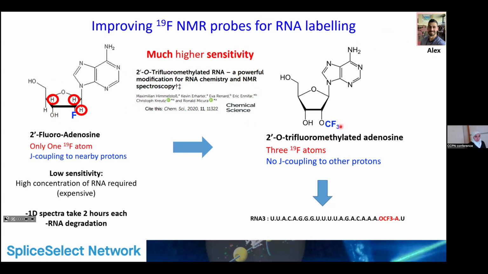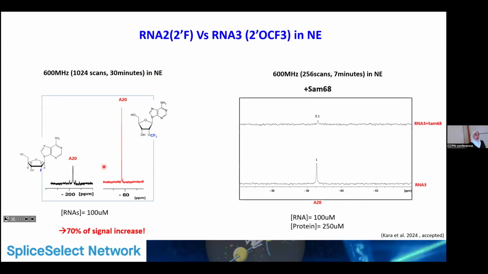of fluorine. So he made this phosphoramidite, which is not available commercially, and sent it to the company that inserted it in the same position as the A20 in my RNA2. And we wanted to compare RNA3 to RNA2. And indeed, if you replace the fluorine in RNA2 with an OCF3 in RNA3, you have an increase of 70% of the signal. We have a nuclear extract in 30 minutes. It's 30 minutes, and that's why you still have a small degradation peak here.